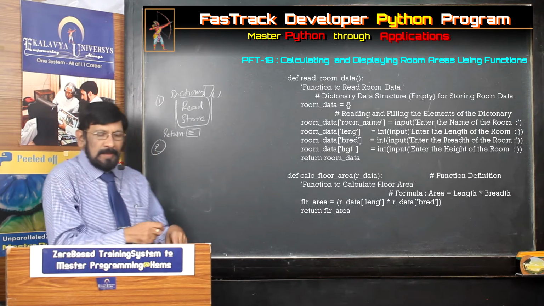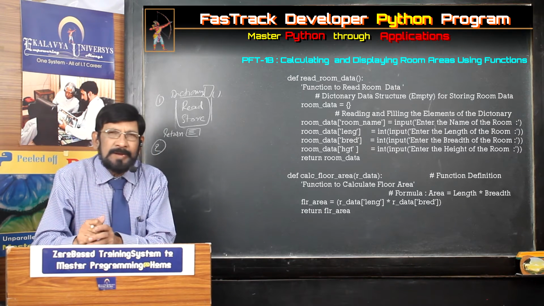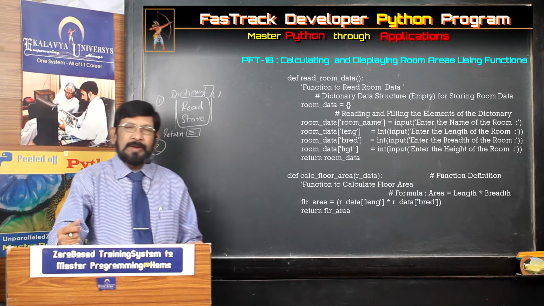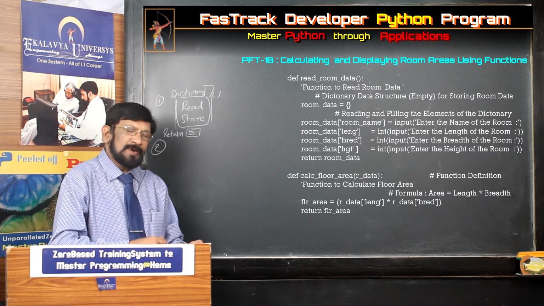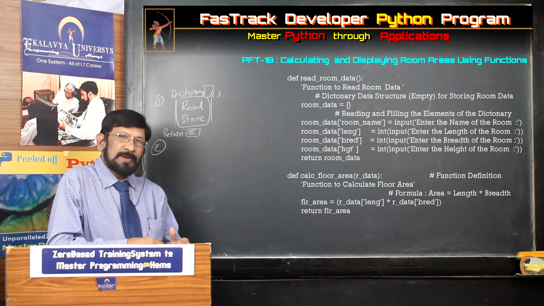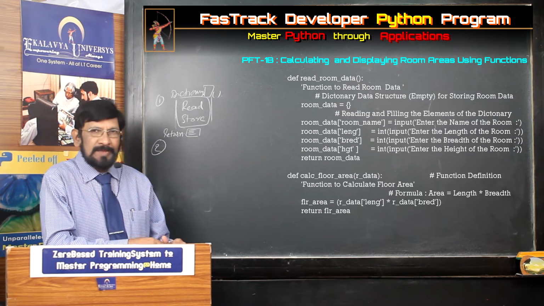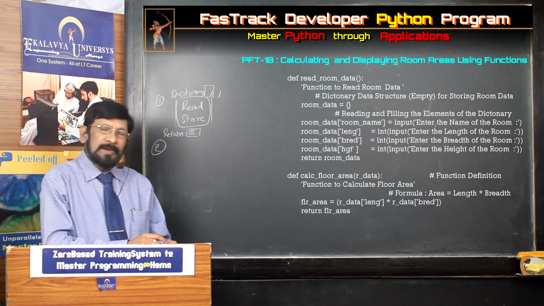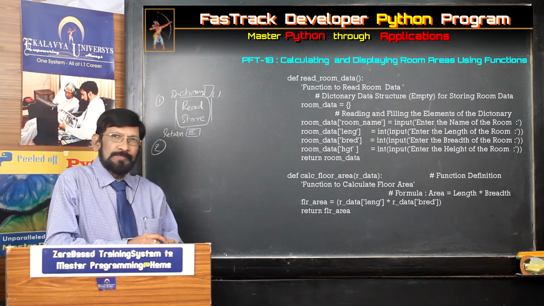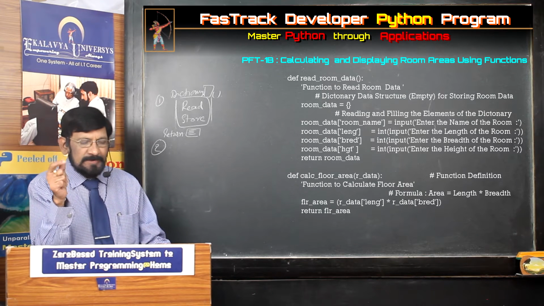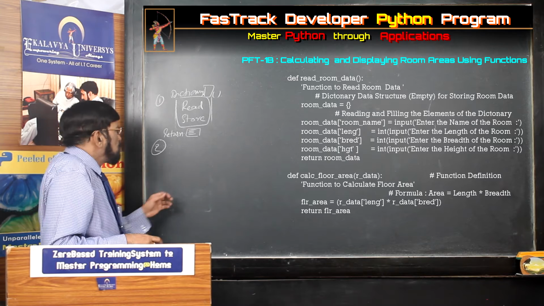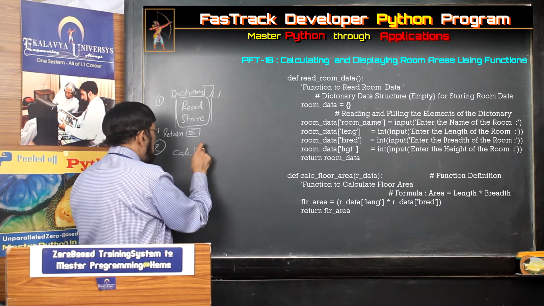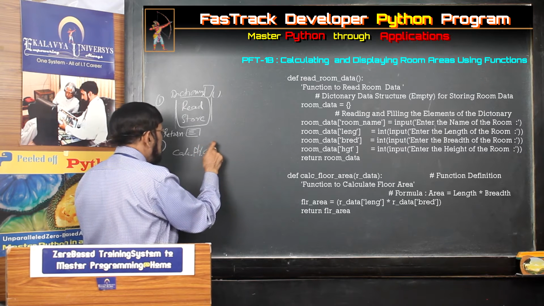The second function is calculating floor area. In order to calculate floor area, what is required? What is the formula for that? Length into breadth. Length into breadth, where we stored in the read data. So the read data structure should be passed to the calculate floor area function.